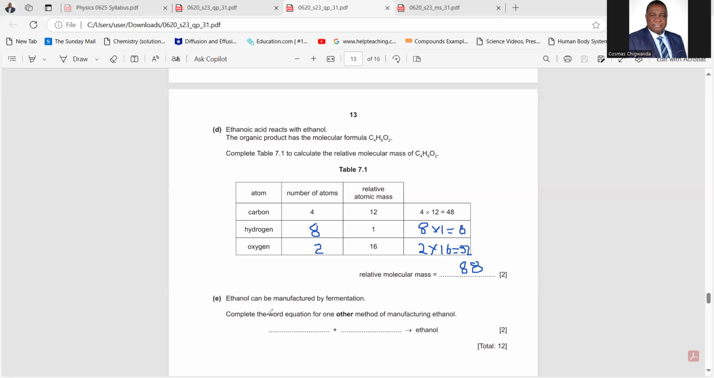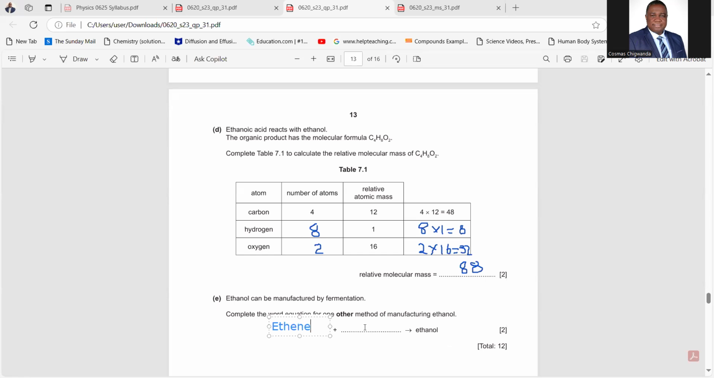Then the next question is: ethanol can be manufactured by fermentation. Complete the word equation for one other method of manufacturing ethanol. I hope you still remember that if we ferment glucose, you can actually manufacture the alcohol called ethanol, but we can also use this method of hydration. What we just need here will be a gas, an alkene, which we call ethene. So inside here, I'm just going to write ethene. That's hydration of an alkene.